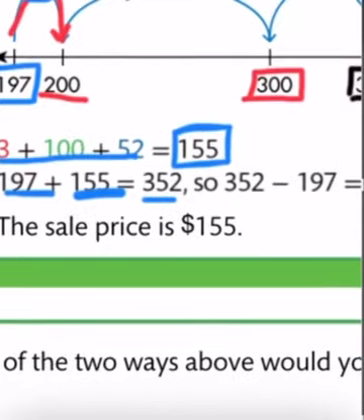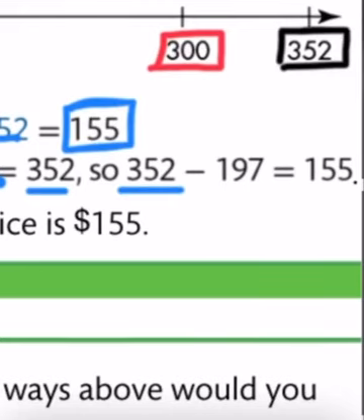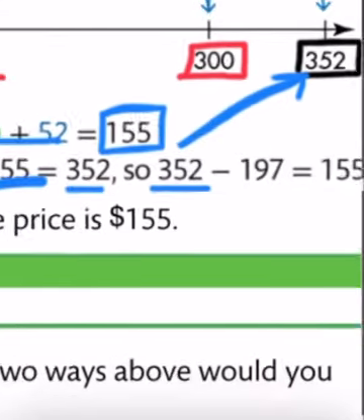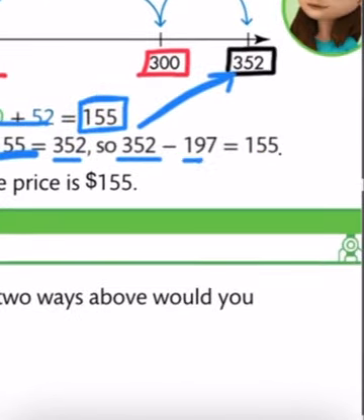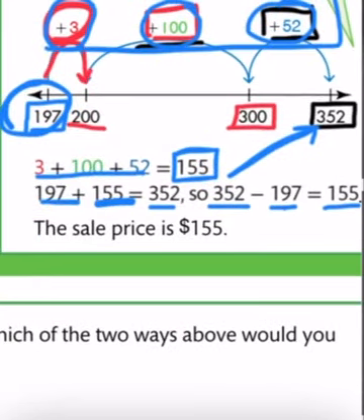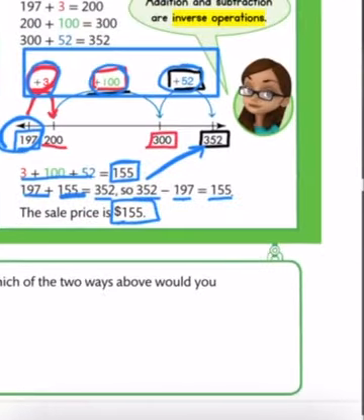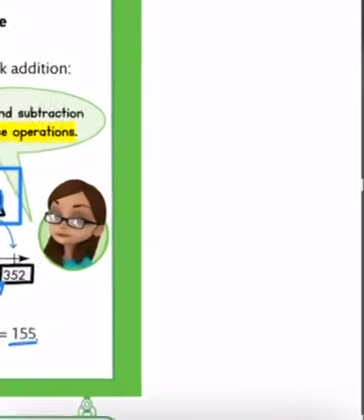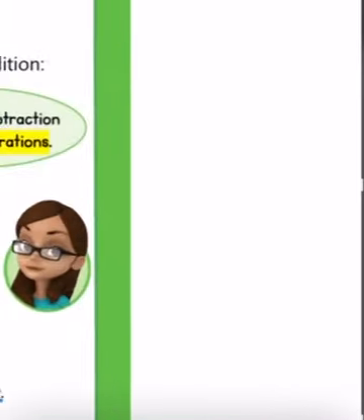We can use a fact family relationship and tell that 352, that number right there, minus the number we started with, 197, equals 155, these three numbers that we made the jumps by. So the sale price is $155. We can also write it this way. What were our numbers again? 352 minus 197.